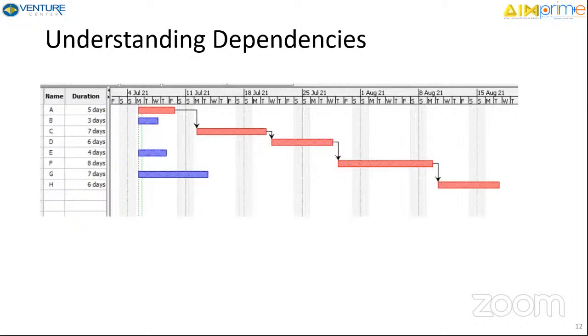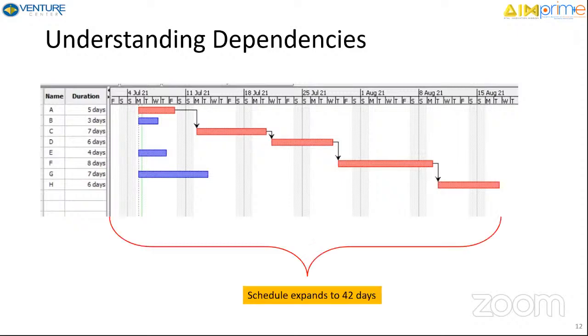When you factor in dependencies, and remember, the way I've illustrated this example is you don't have everything dependent, but you have C cannot start till A is finished, and D cannot start till C is finished, F cannot start till D is finished, and H cannot start till F is finished. Now, those are the dependencies, and you have B and E and G, which are not dependent on anything. They can start anytime. The instant you factor in these dependencies, what happens? Your schedule has expanded to 42 days, right?